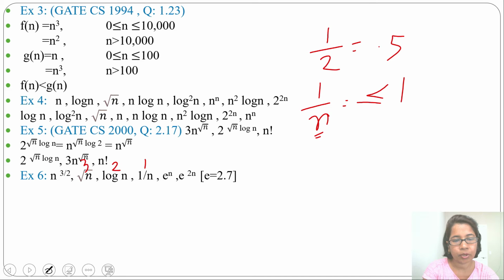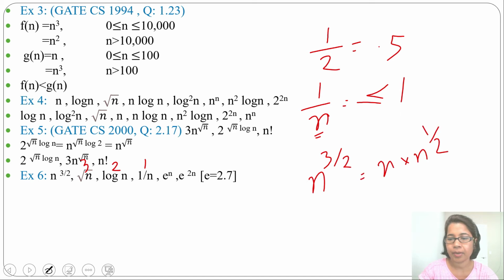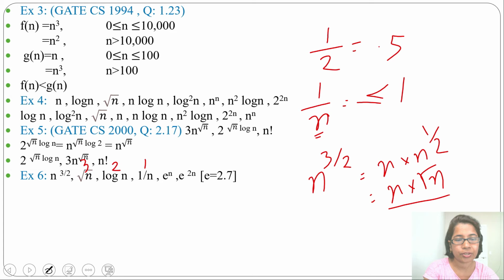Next there is one polynomial given, n power 3 by 2. N power 3 by 2, you can simplify as n multiplied by n power 1 by 2, that is n multiplied by root n. And here there is just root n. So this n power 3 by 2 has a higher order of growth than root n. So just write down 4 here.